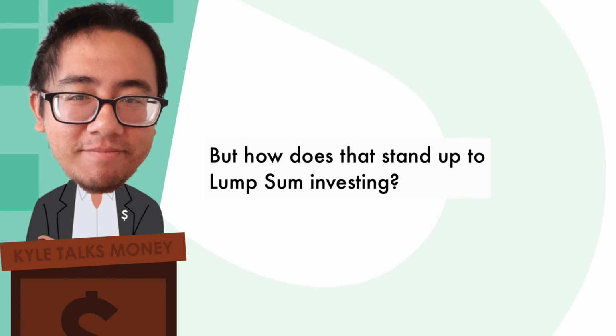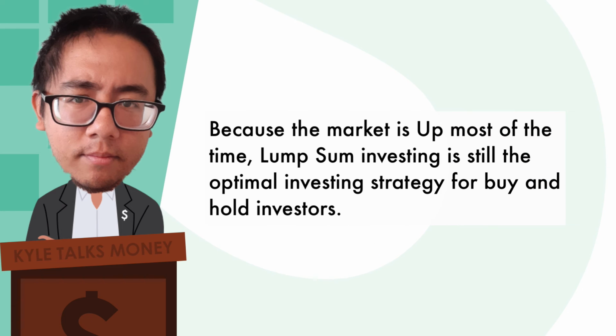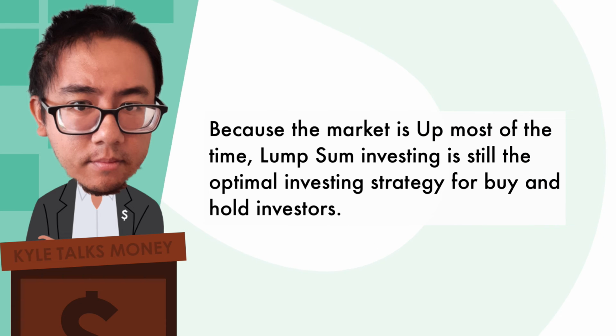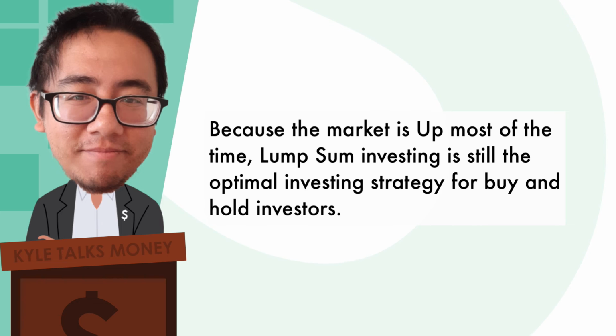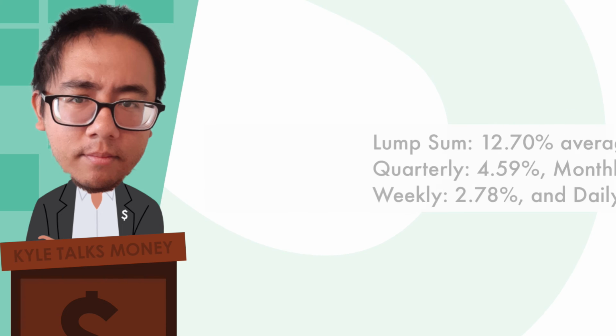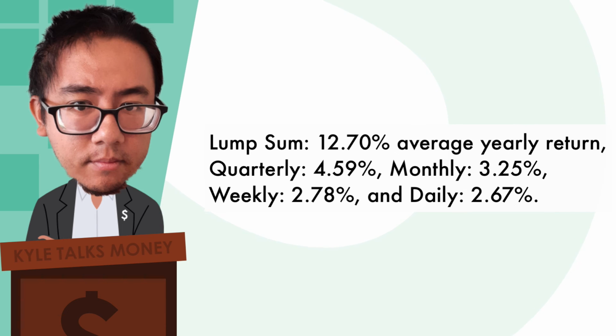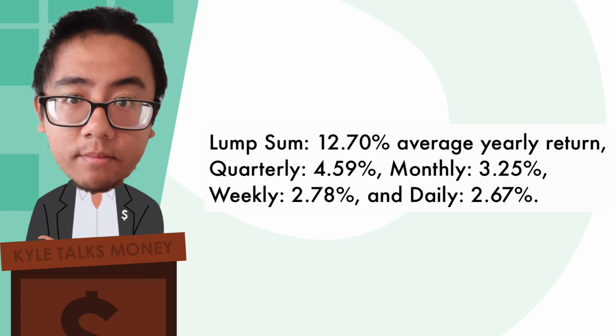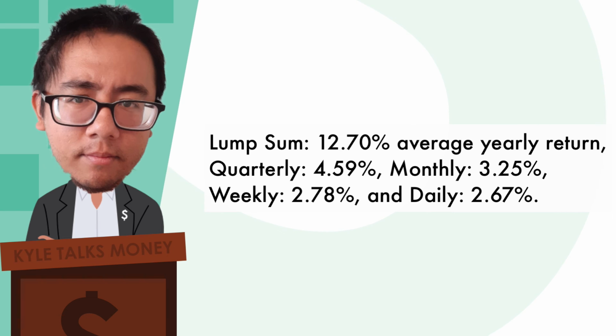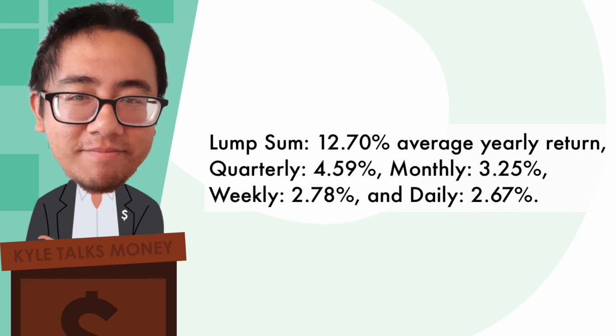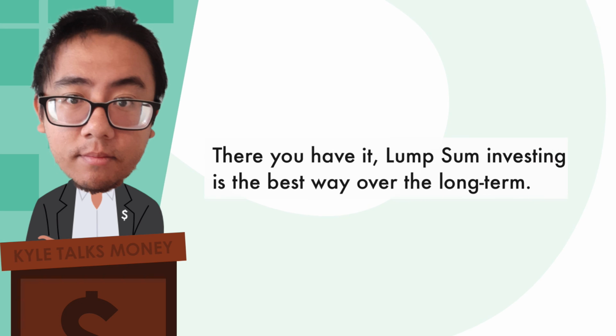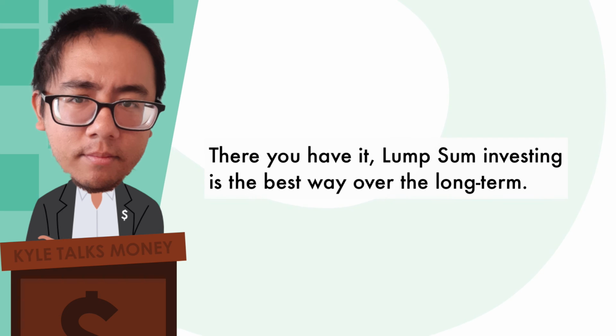But how does that stand up to lump sum investing? Because the market is up most of the time, lump sum investing is still the optimal investing strategy for buy and hold investors. Lump sum, 12.7% yearly average, quarterly, 4.5%, monthly, 3.2%, weekly, 2.7%, and daily, 2.6%. There you have it. Lump sum investing is the best way over the long term.